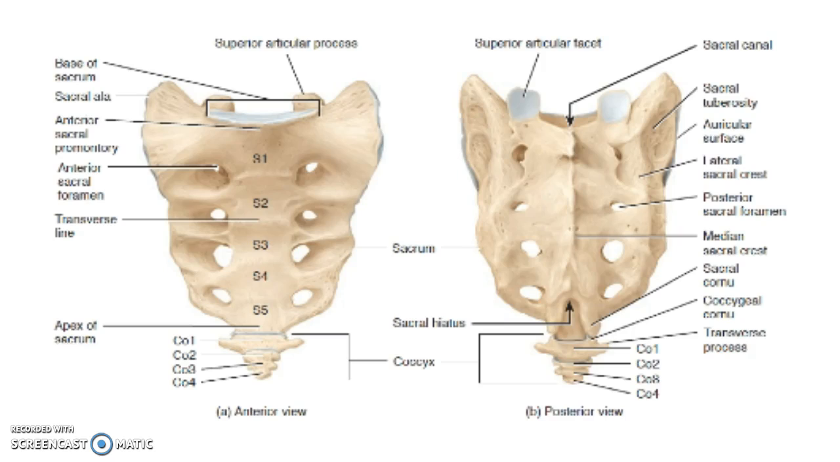The intermediate sacral crests are formed by fused articular processes of the sacral vertebrae, and those are located between the median crest and the sacral foramina, so right in here. The lateral crests are formed by the transverse processes of the sacral vertebrae, and they're located just laterally to the sacral foramina.